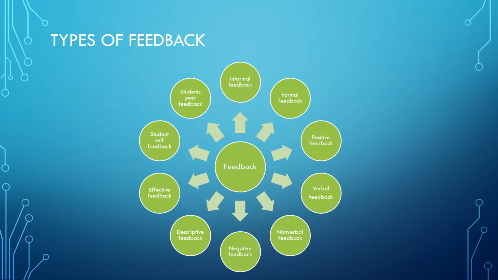Types of feedback. Feedback has a number of purposes and types. Feedback can be provided as a single entity, or in a combination of multiple types. For example, informal feedback, formal feedback, positive feedback, verbal feedback, non-verbal feedback, negative oral or written feedback, and student self feedback and students peer feedback.